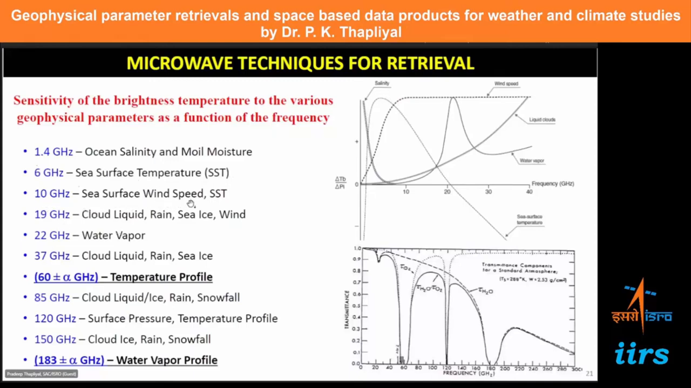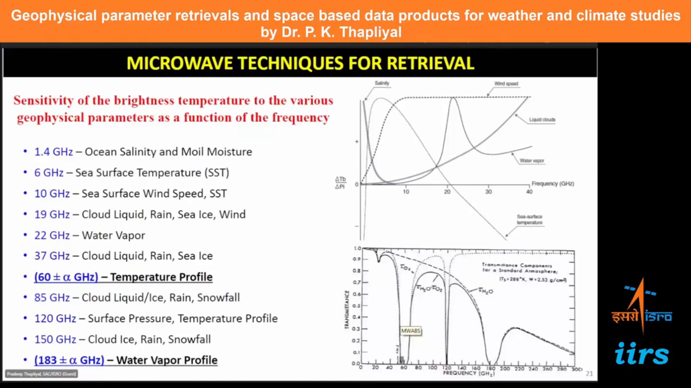10 gigahertz for sea surface wind speed, 19 gigahertz for cloud liquid, rain or wind speed, 22 gigahertz for water vapor, 37 gigahertz for cloud liquid, rain or sea ice. Then 60 gigahertz, which is the oxygen absorption band, is used for temperature profile retrieval, that is, atmospheric sounding of temperature in the microwave sounder. Okay, so in the infrared sounder, we were making use of the CO2 absorption band.